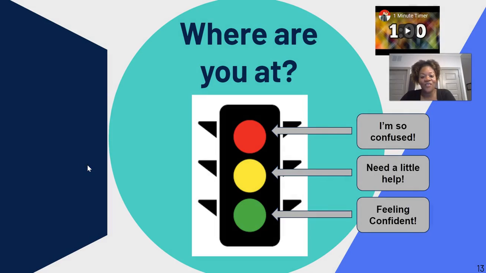Where are you at? How do you feel about functions and non-functions? Green is you're feeling very confident. Yellow is you need a little help. And red means you're still confused. So please let your teacher know where you're at to ensure that you're able to get to your end goal of your demonstration of learning.